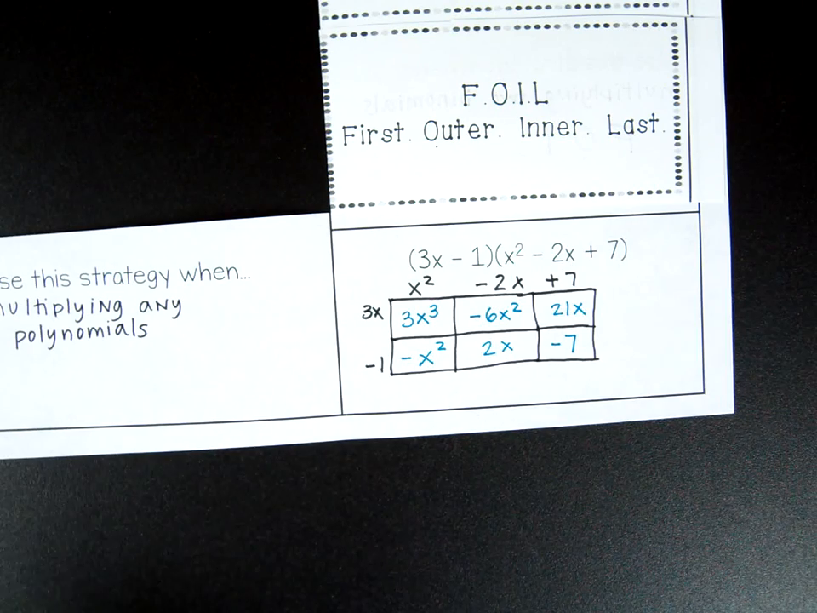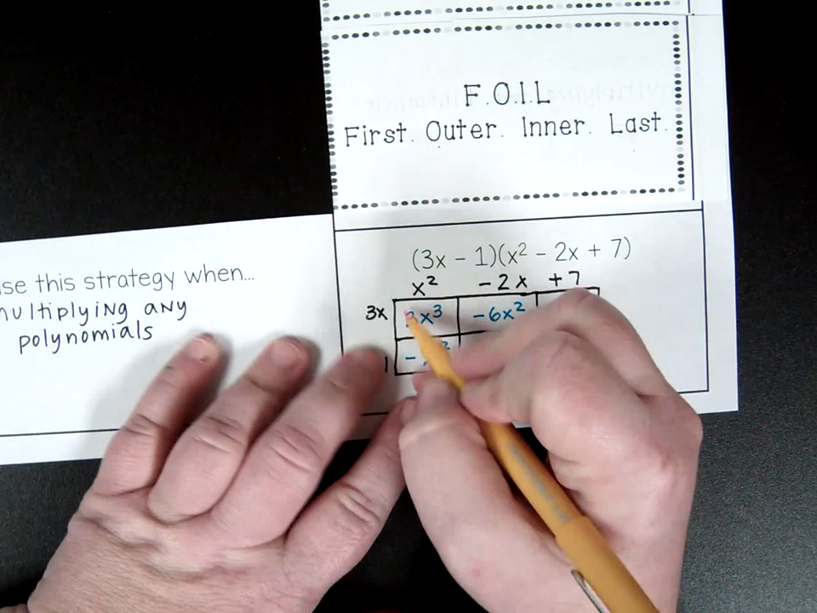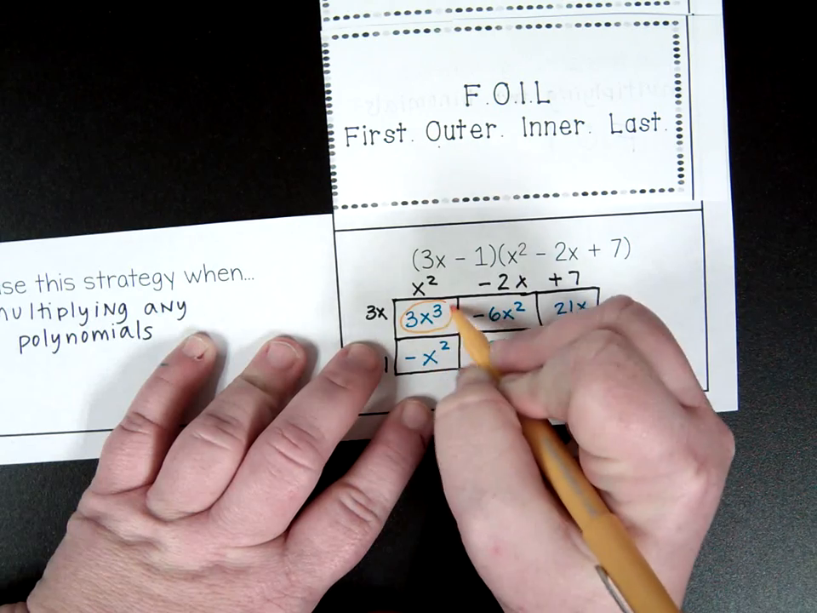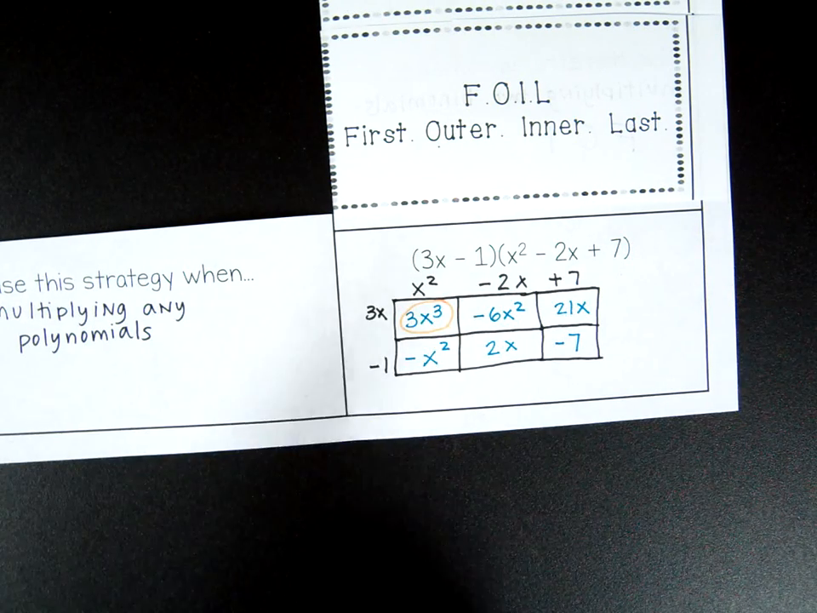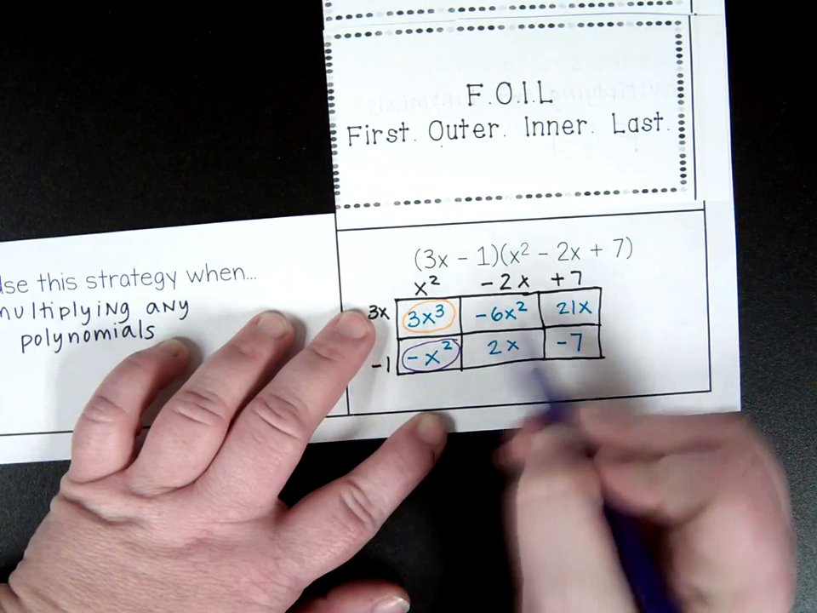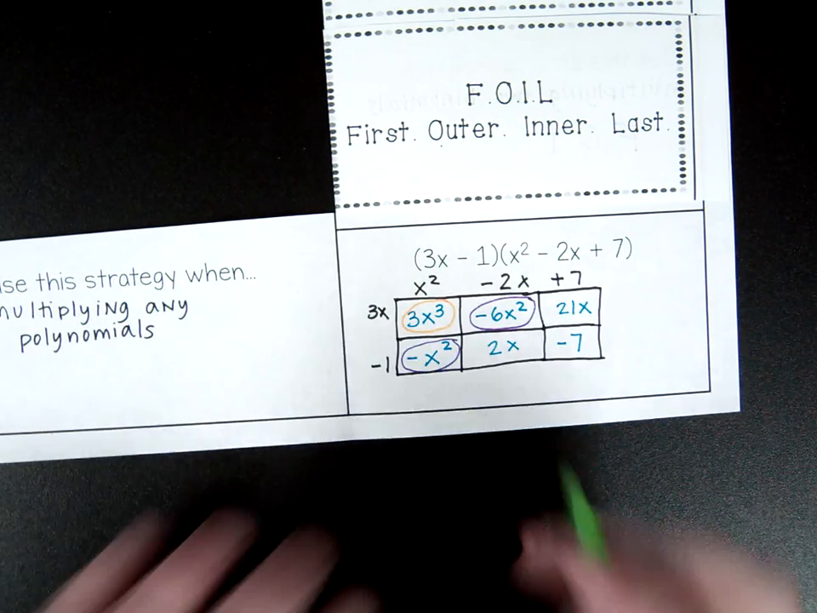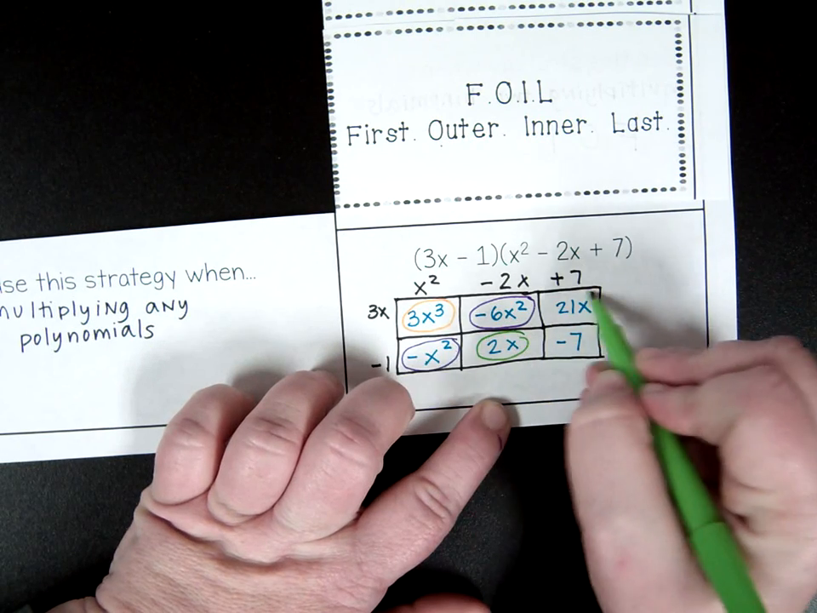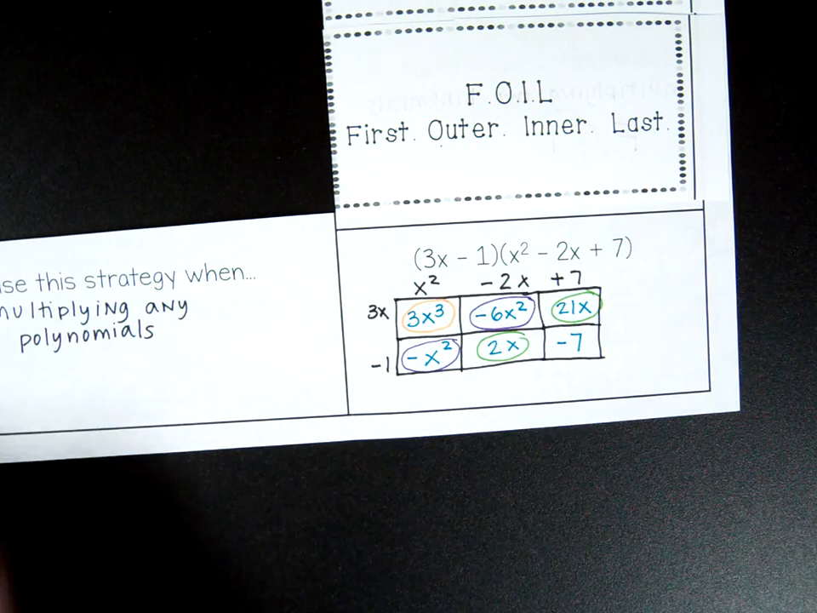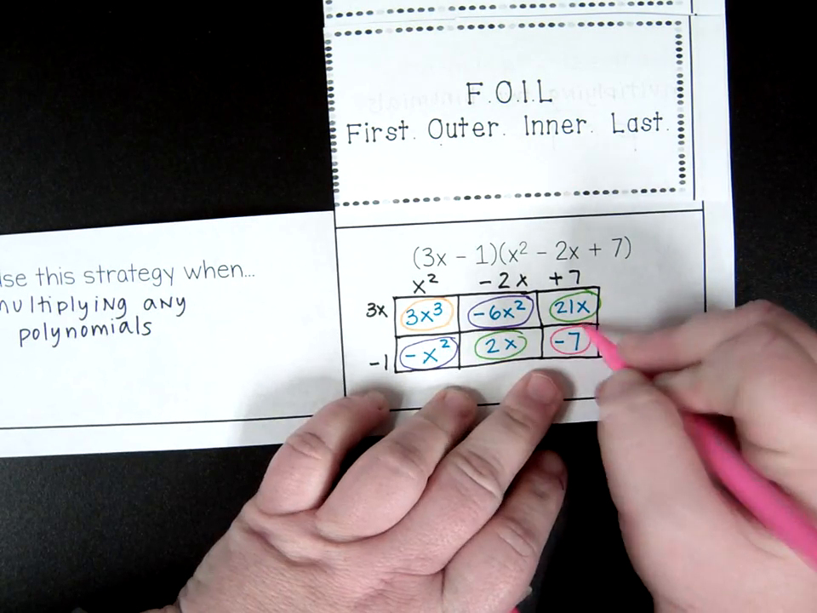So from here, I just need to combine my like terms. So I'm going to circle, or go ahead and box in or circle my like terms. I know there's no other x cubed than that. It looks like I have an x squared right here and an x squared right here. I have an x and an x right here. And then I have a negative 7 that is all by itself.